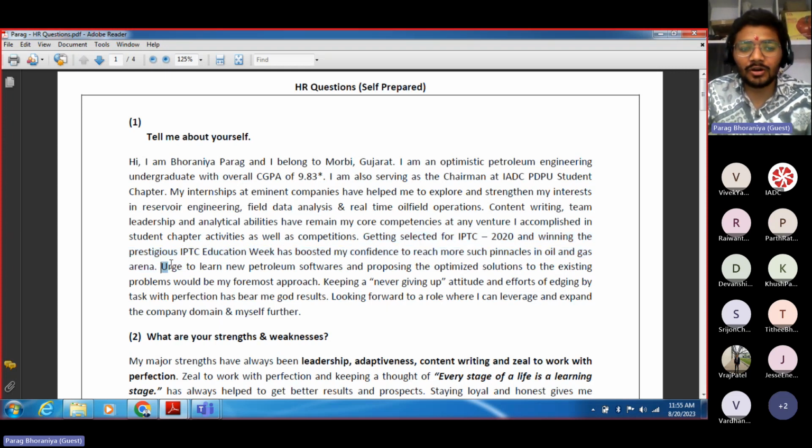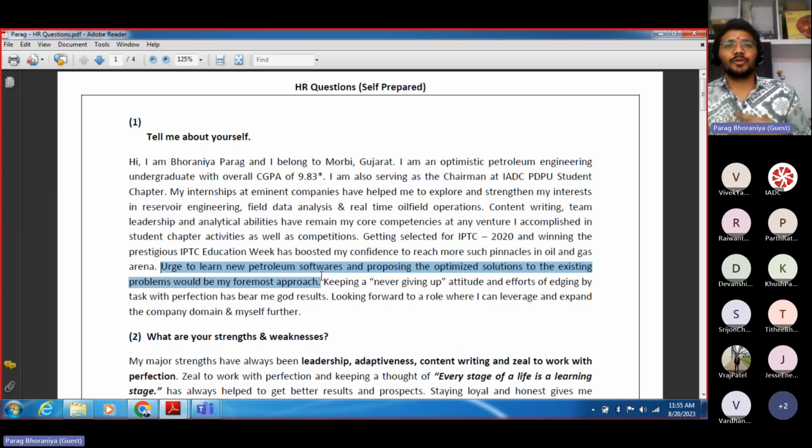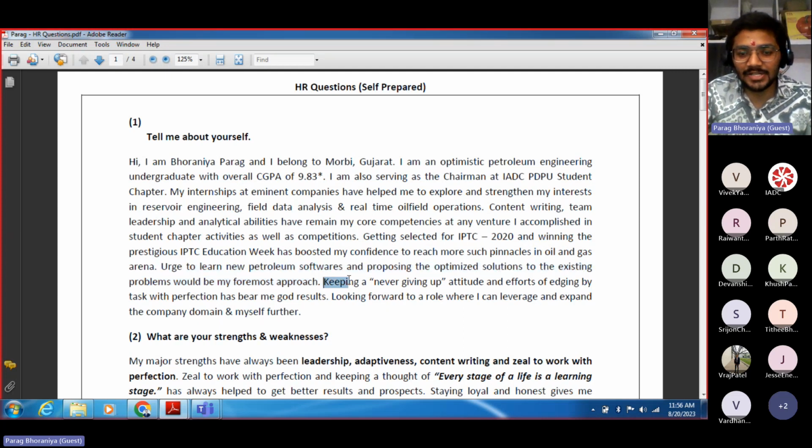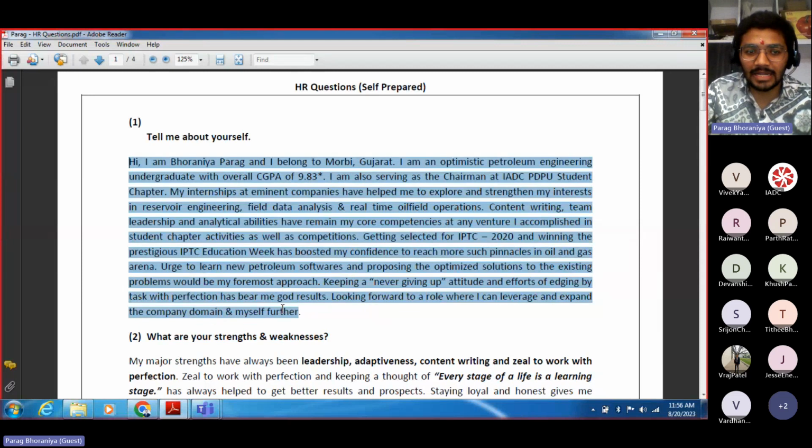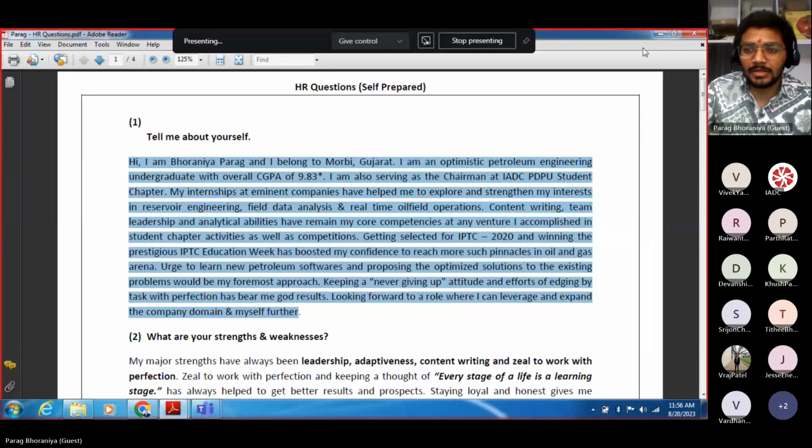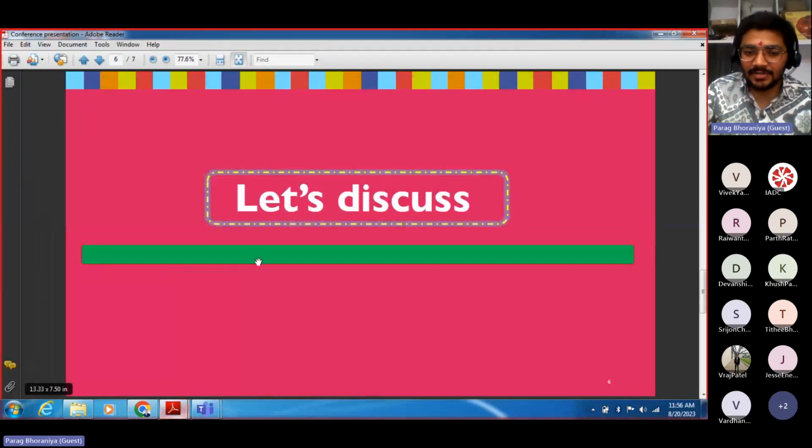And then you have to show your urge, your thirst, what you are looking for and what you actually want. That you can mention. And in the last line, you can mention what you follow in life and what you are looking for. This way you complete your "tell me about yourself" or introduction in 5 to 6 lines maximum. So this is a very good strategy to prepare for the first question that is asked to you.